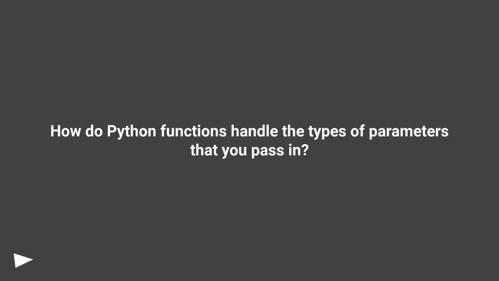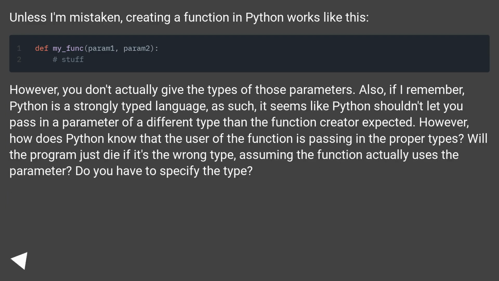How do Python functions handle the types of parameters that you pass in? Unless I'm mistaken, creating a function in Python works like this. However, you don't actually give the types of those parameters. Also, if I remember, Python is a strongly typed language.